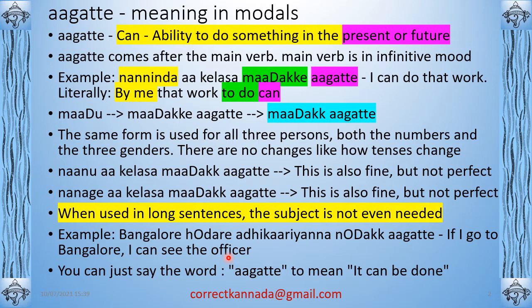Okay, so in most sentences, the subject will not even matter if you use ಆಗತ್ತೆ. Okay, so if you just use the word ಆಗತ್ತೆ, it means it can be done. So ಈ ಕೆಲಸ ಆಗತ್ತಾ, you can just say ಆಗತ್ತೆ. It means it can be done. Okay, so this is the intro on aagatte. So we will move on to the drum beat.